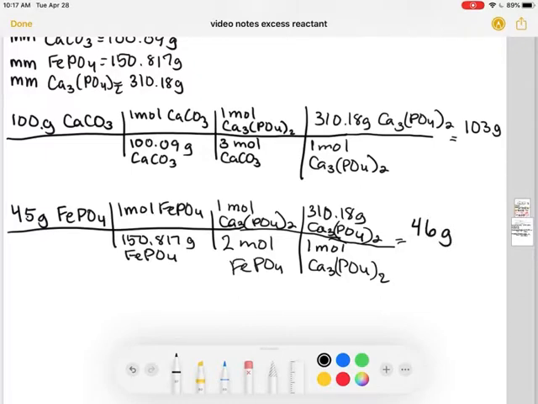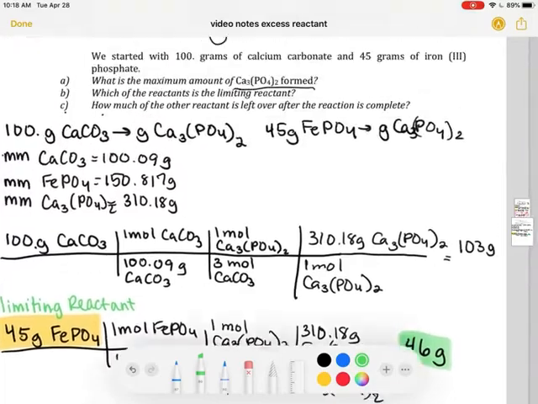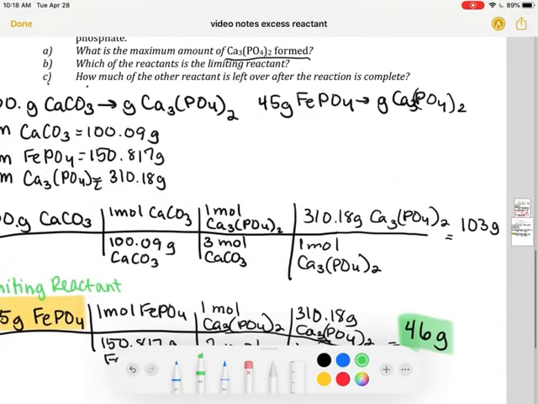So iron 3 phosphate is our limiting reactant. Let me erase this. It's our limiting reactant. And 46 grams is the actual amount that we can make. We can't make any more than that. Okay, so let's write those down where our answers are. The maximum amount is 46 grams.